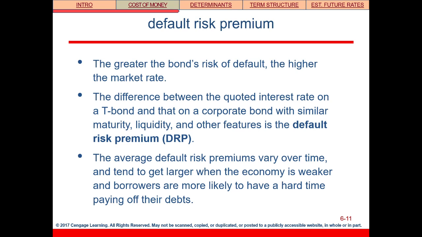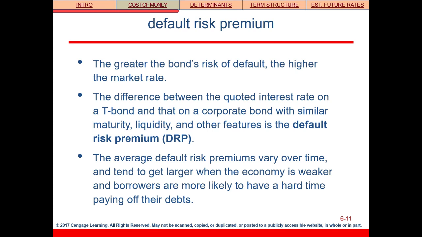And the difference between the quoted interest rate on the T-bond and that on the corporate bond with similar maturity, liquidity, and other features is the default risk premium. It's what we call DRP. Yeah, so that's usually the difference. The difference between the corporate bond and the treasury bond, with everything else the same, right? The similar maturity, liquidity, and other features, except that one is the treasury bond, one is the corporate bond. Then in this case, the difference between these two interest rates is going to be the default risk premium.